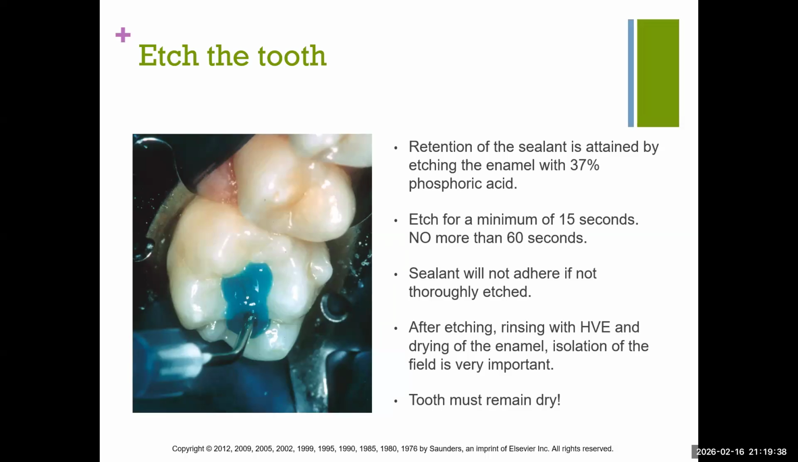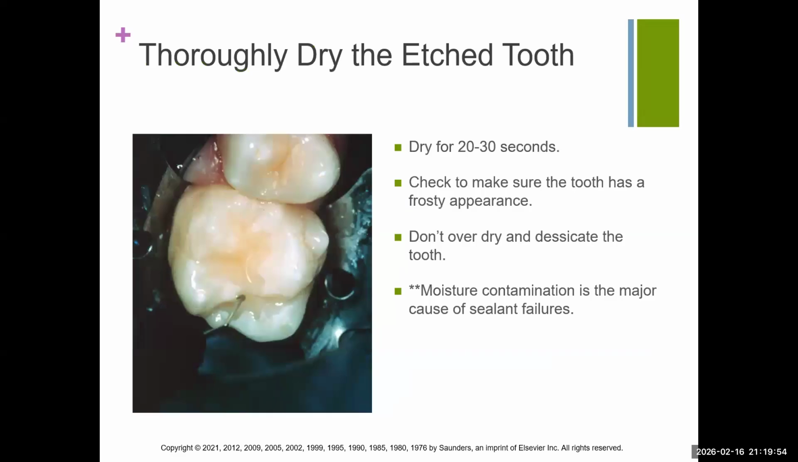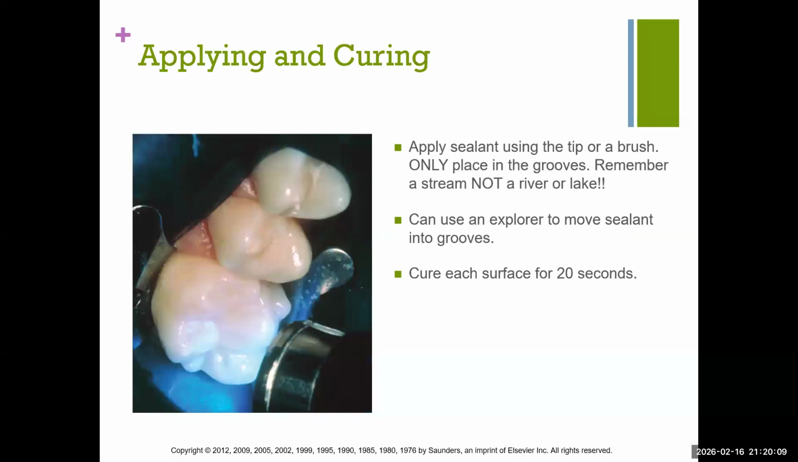After you do that, use the HVE, wash and dry. Okay, isolation. That thing has to be dry. You look away and the patient licked the tooth. There went your isolation and there it failed, and your frosty appearance will be gone. The tooth must remain dry. Okay, so dry for around 20 to 30 seconds. Then you want to check to make sure the tooth has that frostiness. Don't over dry. Now, we're not looking for complete desiccation, but we want to have a frosty appearance. Moisture contamination is the major cause of sealant failures.